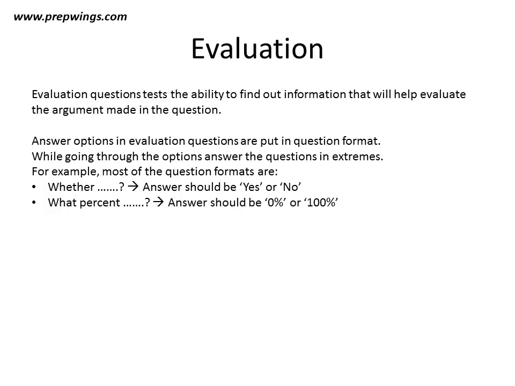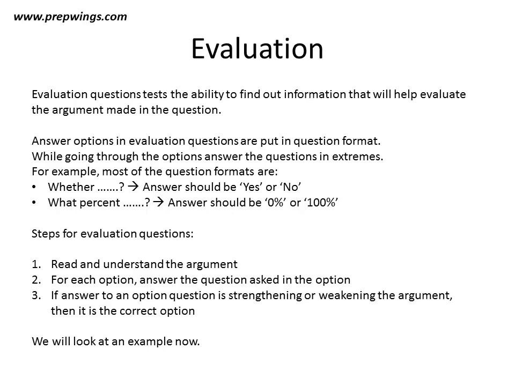In this question, answer options are given in question format. So while going through the options, we'll have to answer those questions in extremes. For example, if the question starts with whether something is this or that, you should answer either yes or no. Or the question can say what percent of something, then the answer should be either 0% or 100%. That is like an extreme.